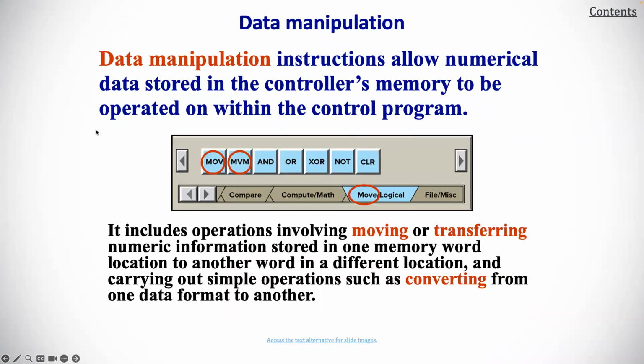Data manipulation instructions allow numerical data stored in the controller's memory to be operated on with a control program. It includes operations involving moving or transferring numeric information stored in one memory word location to another word in a different location and carrying out simple operations such as converting from one data format to another.